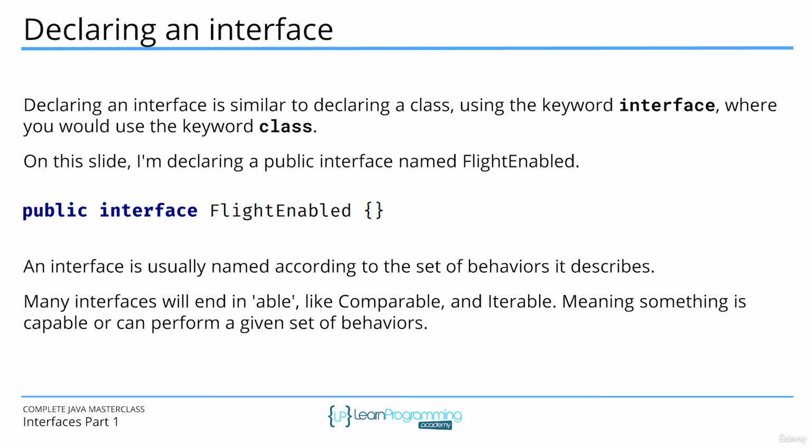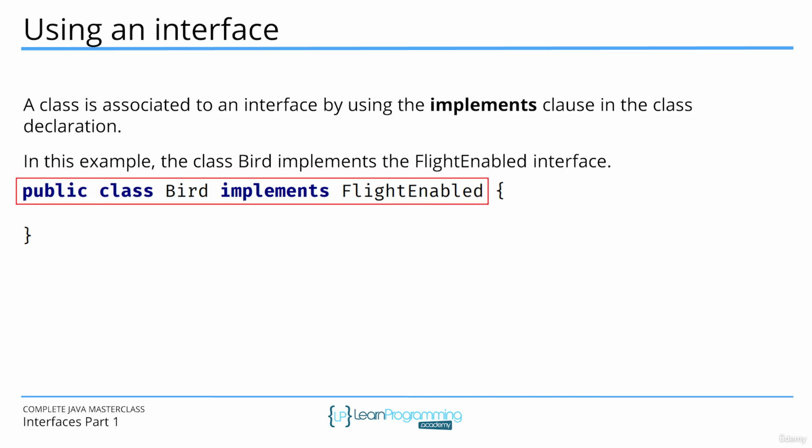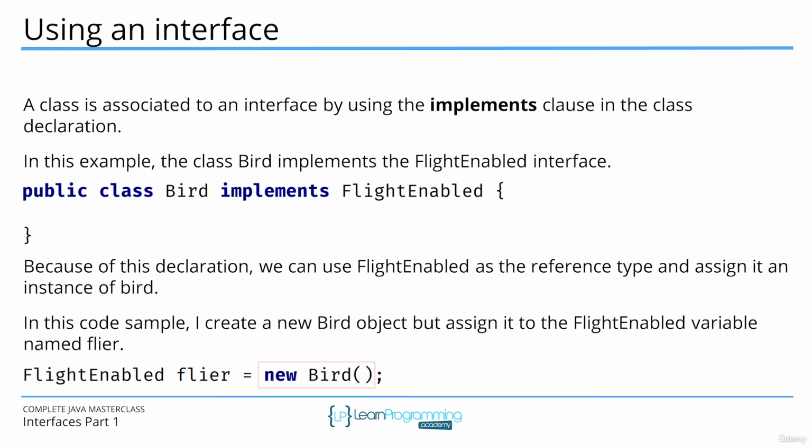of behaviors. A class is associated to an interface by using the implements clause in the class declaration. In this example, the class Bird implements the FlightEnabled interface. Because of this declaration, we can use FlightEnabled as the reference type and assign it an instance of Bird. In this code sample, I create a new Bird object but assign it to the FlightEnabled variable named flyer.